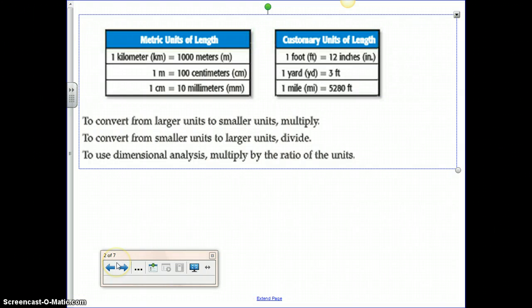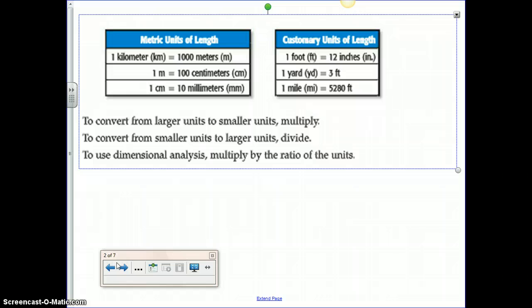So let's start by reminding ourselves what metric units and customary units we'll be working with. This would be a great table to have in your resource section of your binder. 1 kilometer equals 1,000 meters, 1 meter equals 100 centimeters, and 1 centimeter equals 10 millimeters. If you haven't already committed this to memory, this is something you want to make sure you have down.